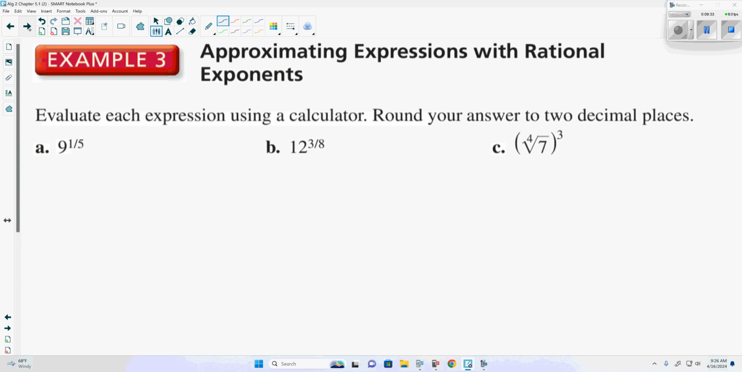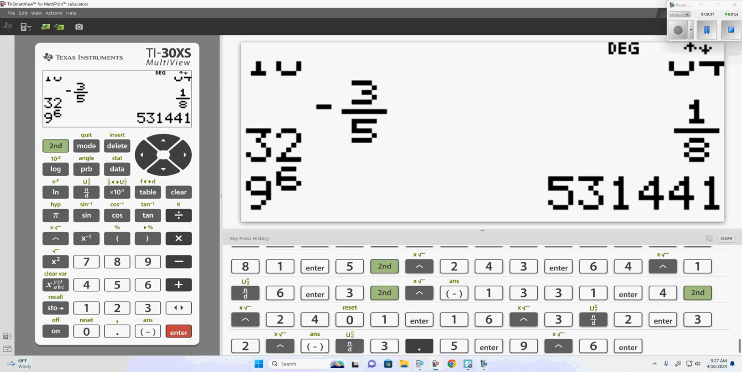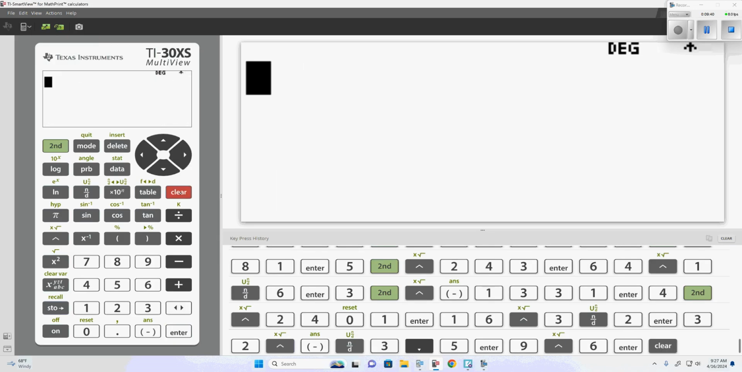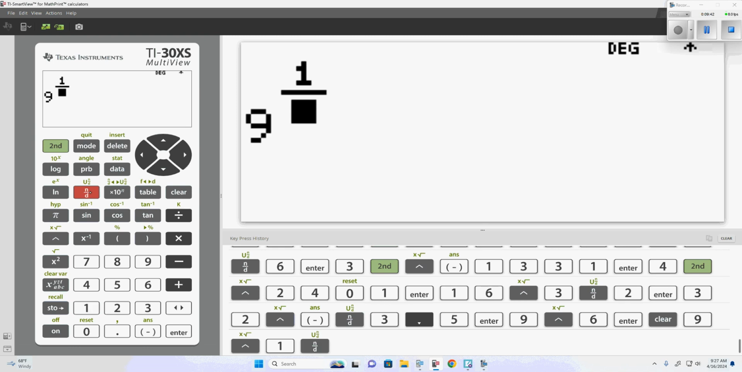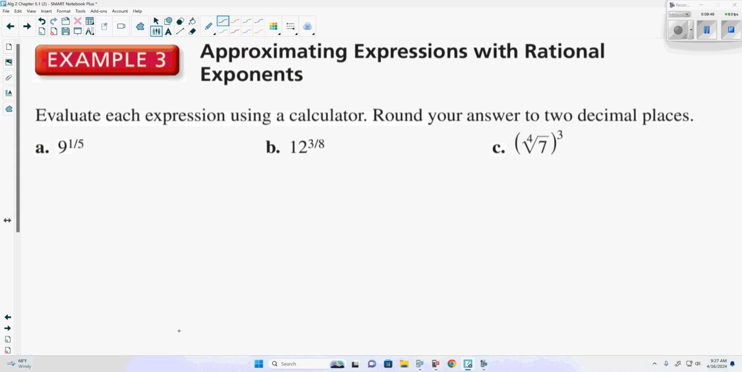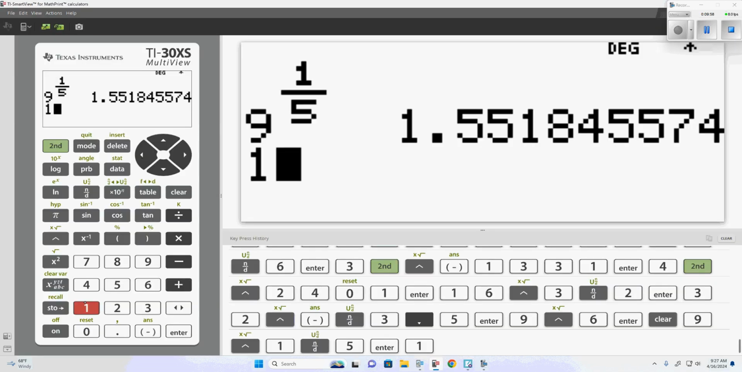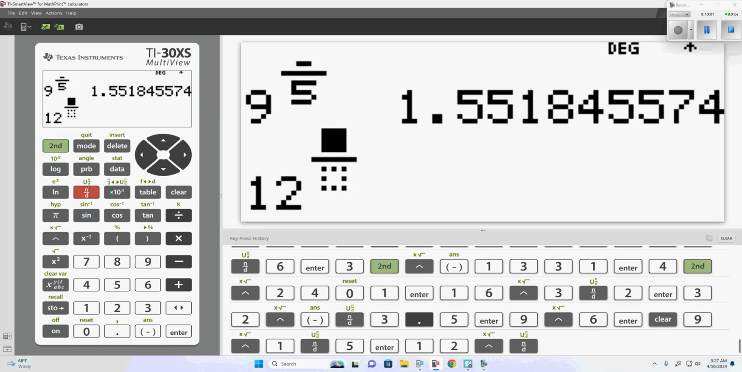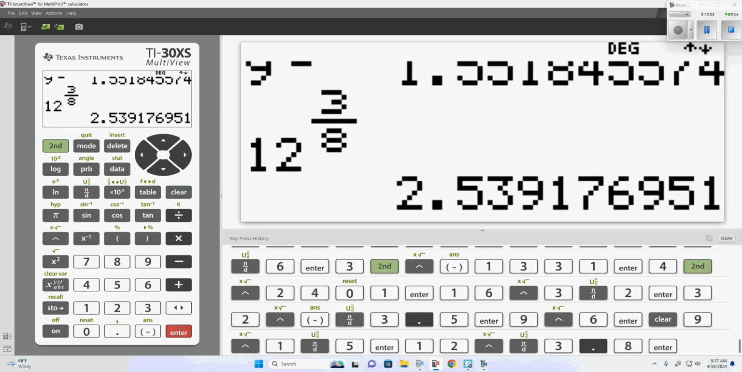Evaluate each expression using a calculator. Round your answer to 2 decimal places. Really hard. 9 to the, I think it was 1/5, yes? 1.5518, so 1.55. 12 to the 3/8. 2.54.